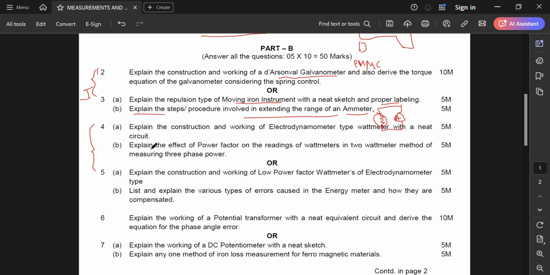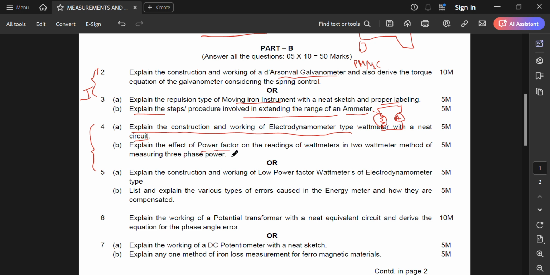Coming to second unit. Second unit is measurement of power, power factor and energy. Explain construction and working of electrodynamometer wattmeter. Wattmeter construction with neat circuit diagram is required. Current coil, pressure coil, these two we have to draw. I explained the construction of electrodynamometer type instrument clearly.